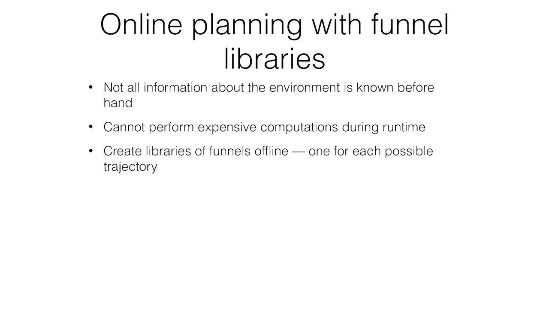So one problem about doing online planning is that you cannot do any expensive computations at runtime. And all of these funnel calculations are very expensive. It requires solving an optimization problem and takes a couple of hours to fix them. So you cannot compute funnels on the fly. So the idea here is to compute the funnels offline, compute all possible funnels from the start state to the end state, and then use this library as you move through the space.